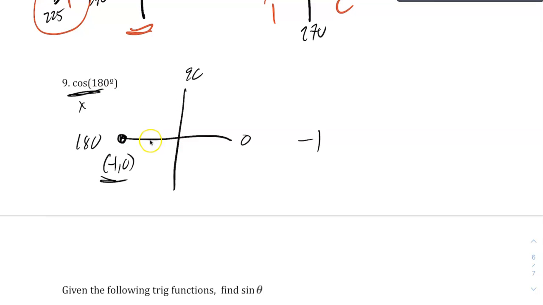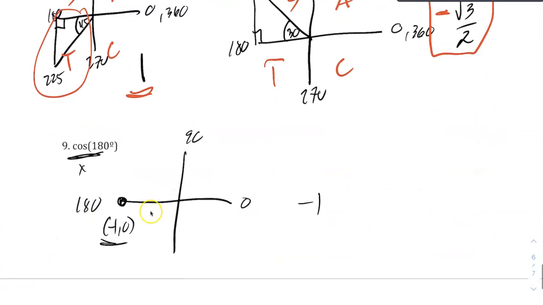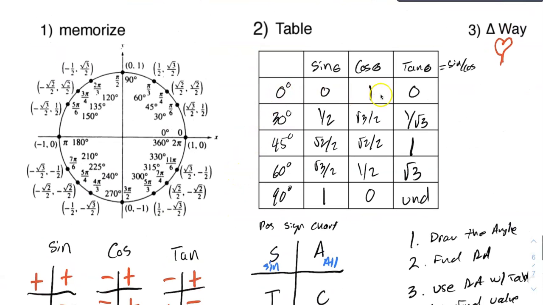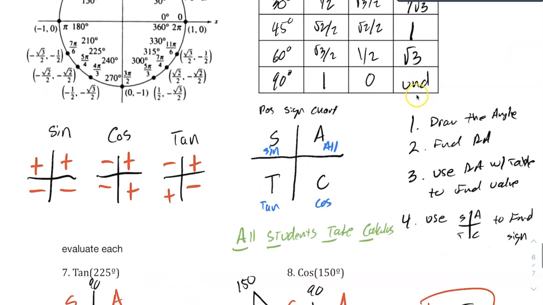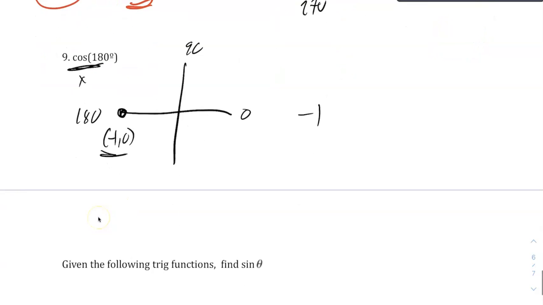But the way you're supposed to do it with the table is go, okay, I don't have 180, but I do have the thing opposite of it. I have 0. So cosine of 0 is 1, but since it's not 0, it's the opposite of it, you change the sign. So it'll be negative 1. So that's the way you're supposed to do it with the table. I just think it's easier, if you fall on a quadrantal angle, to just memorize, oh, it's one of the endpoints. And cosine's x. Okay, almost done.